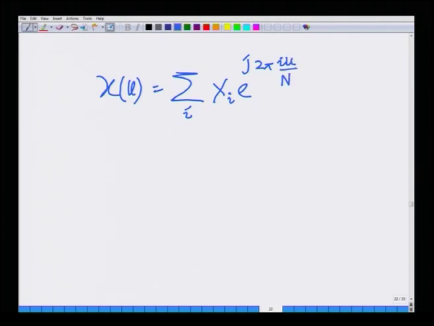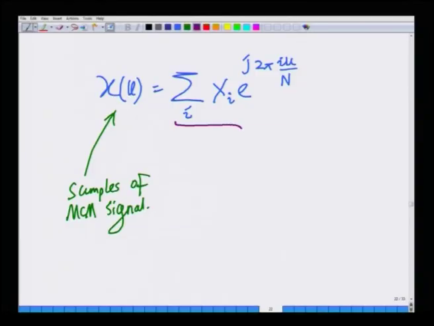What we have on the left is the samples of the multi-carrier signal. And now, I do not have to describe what we have on the right, because every student will immediately recognize this as nothing but the discrete Fourier transform of capital X, the symbols x0, x1 up to x_{n-1}. So what we have on the right is nothing but the DFT of the information symbols.